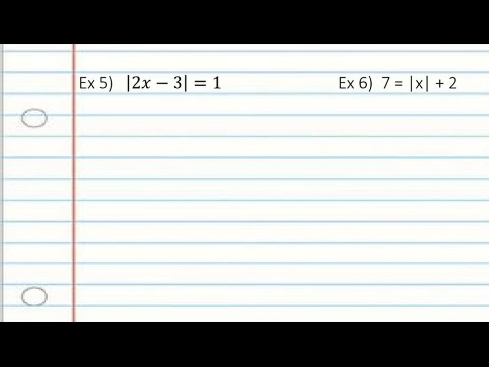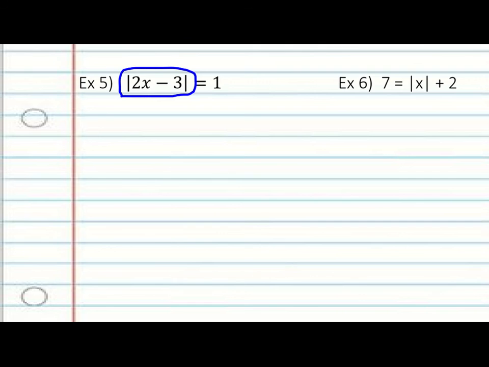Our first example of solving equations is example 5. Solve the absolute value of 2x minus 3 equal to 1. We first want to make sure that the absolute value is isolated, which means it's completely by itself on one side. If we take a look at this first problem, the 2x minus 3 is the only thing on the left-hand side of the equal, so it is isolated. The other thing we want to check is that it is equal to a positive or 0. This is equal to a positive 1, which is good, so we can continue solving this problem.